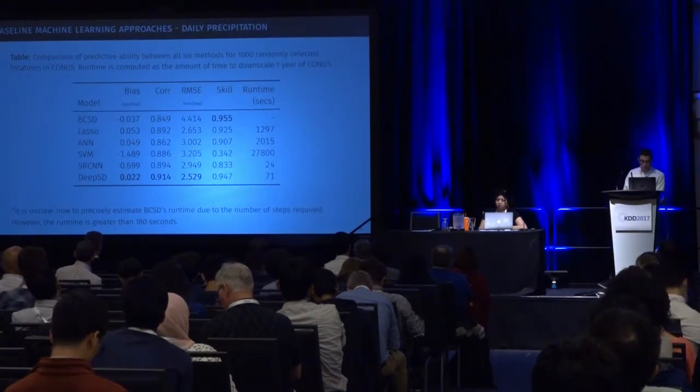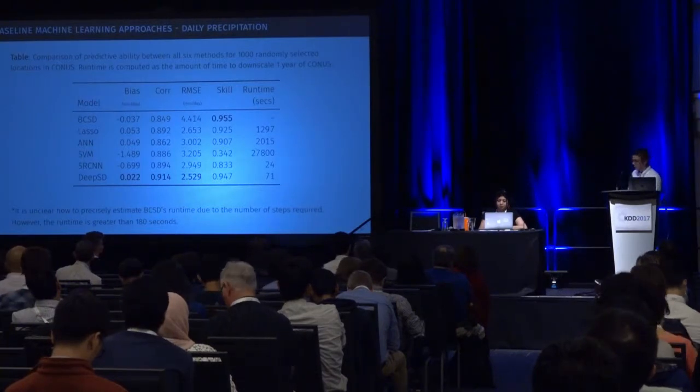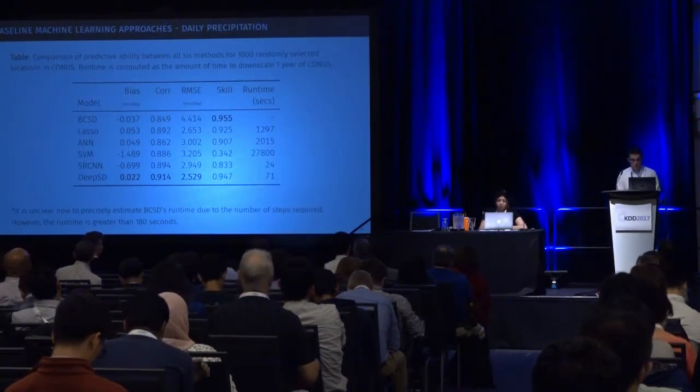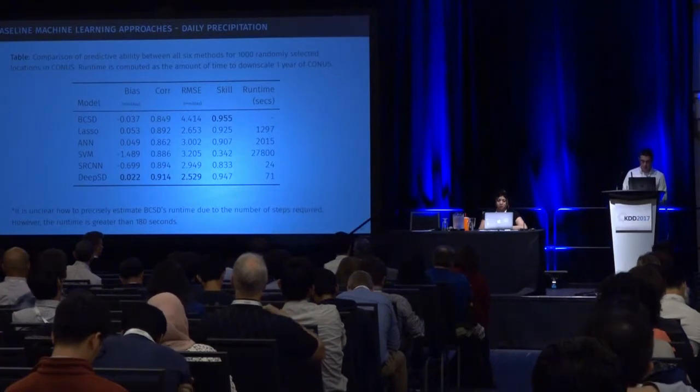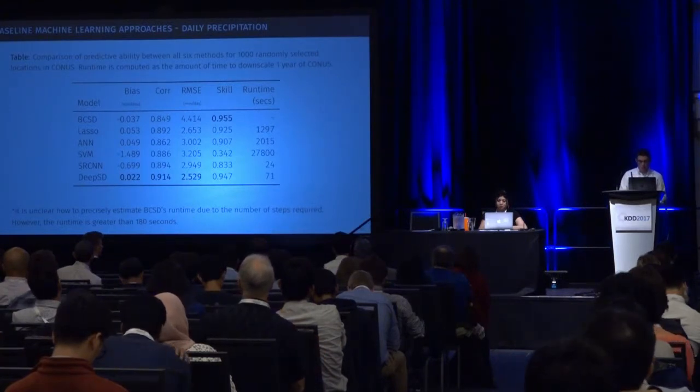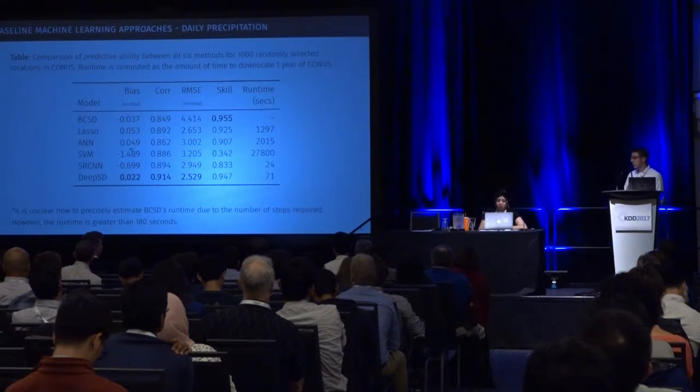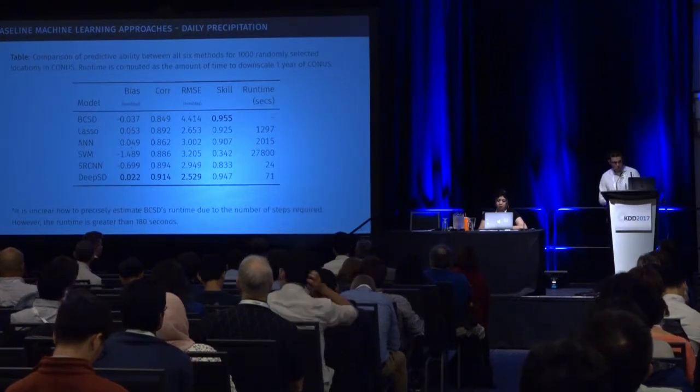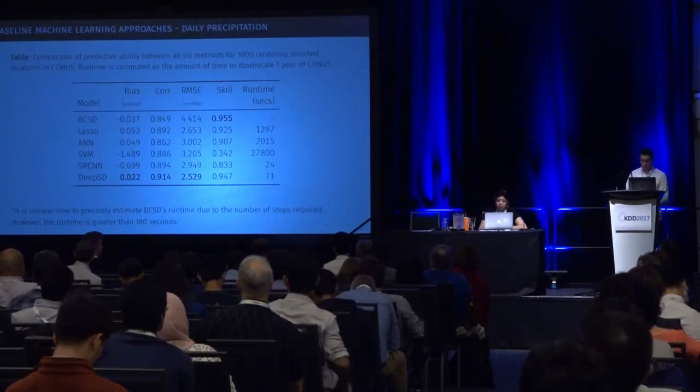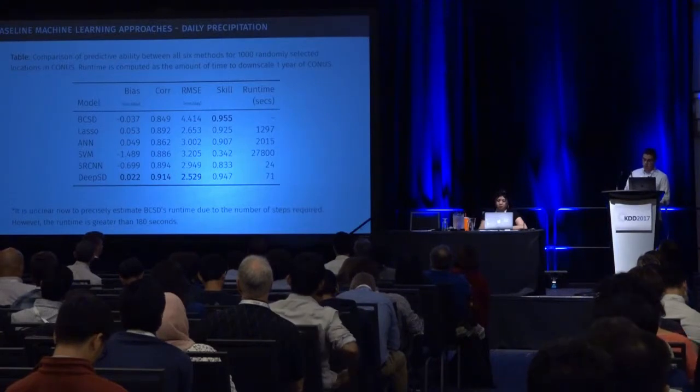So for bias, we see our model DeepSD does surprisingly better than BCSD, and that's a bias correction approach. For correlation and RMSE, the predictability is much stronger than each of the other methods.